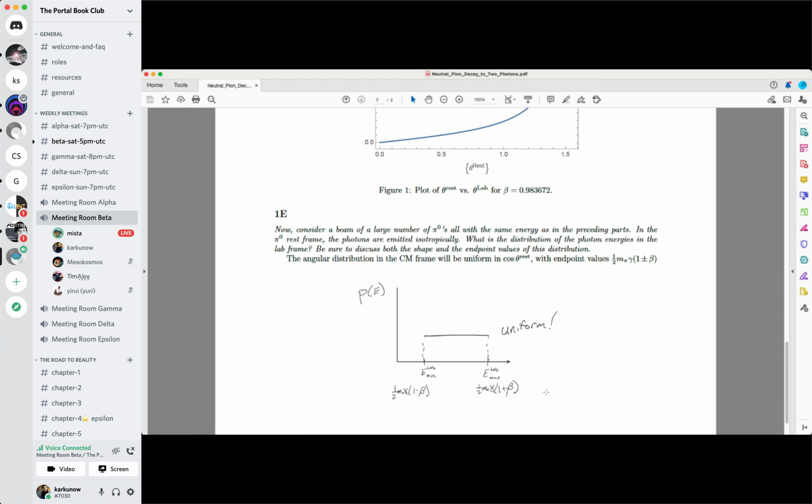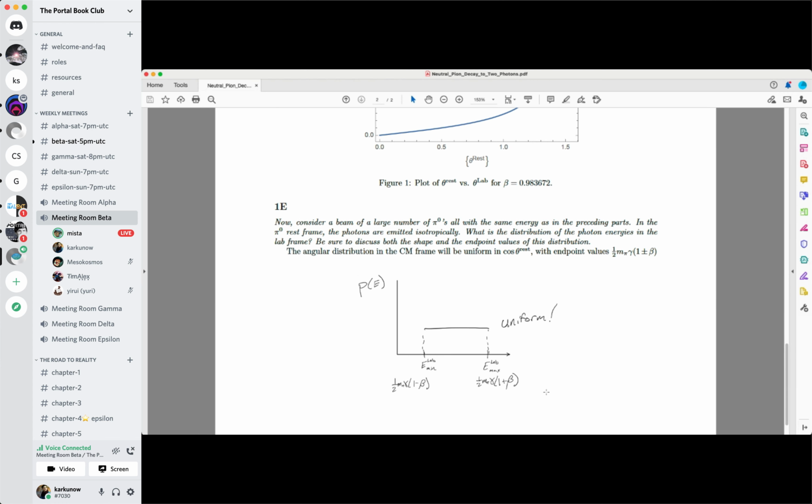And finally, using some arguments about the uniform distribution in the rest frame, we were able to actually determine the probability of detecting a photon of energy E. And we determined that it was uniform between the minimum and maximum possible values.